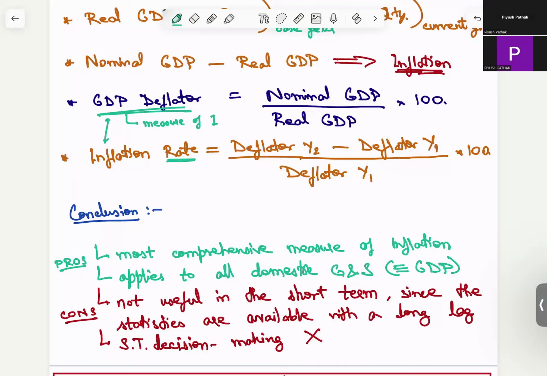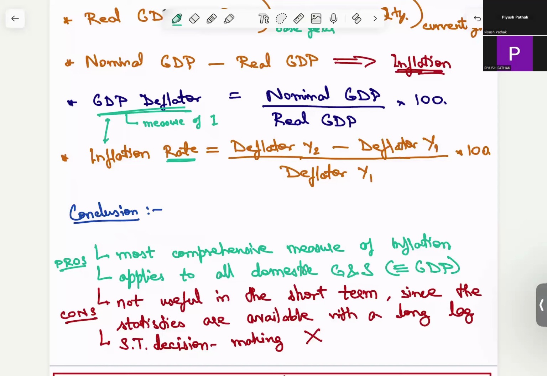If you talk in terms of manpower, just imagine the amount of manpower, resources, money and time it takes to calculate WPI and CPI every month. The reason is that this data is not available in real time. We know that GDP data always comes with a lag, first there are advanced estimates, then revised estimates, and inflation is something which has to be tackled in real terms.